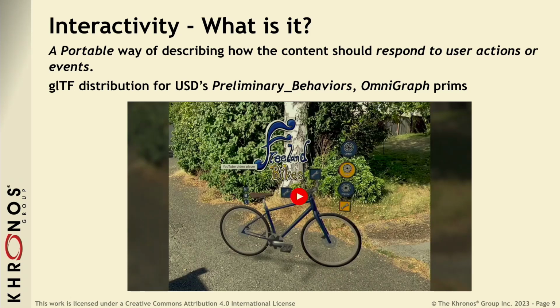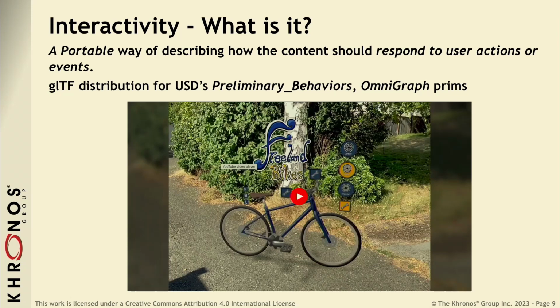A lot of people create content in USD, for example. USD currently has two different competing proposals made by third-party companies, which I'm not affiliated at all. But there is a proposal there in USD called Preliminary Behaviors, which describes interactivity in a particular way for one very large ecosystem. There's another proposal, also one that I'm not affiliated with, called Omnigraph, and these primitives also allow you to specify interactivity in some way.